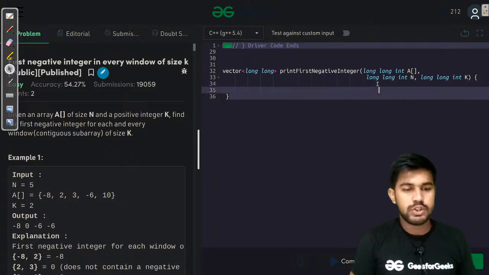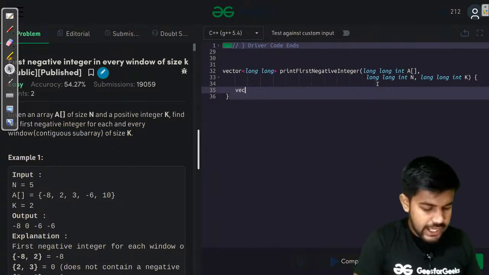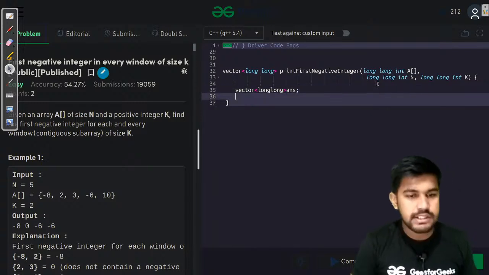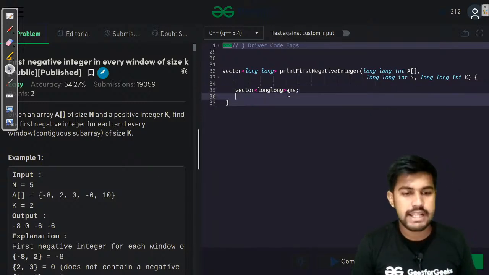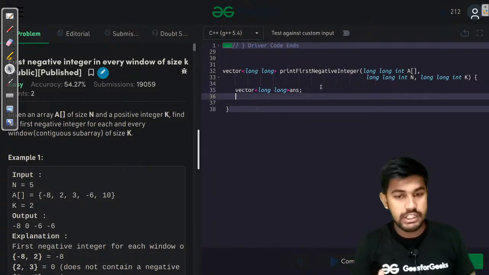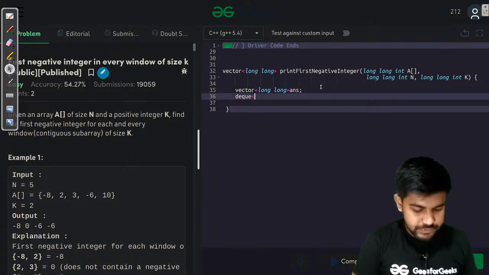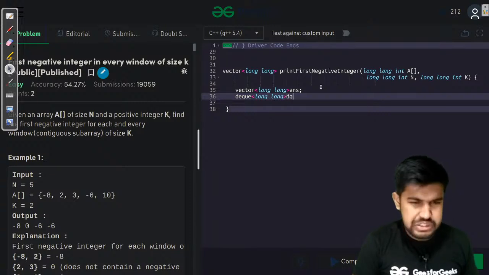Okay, so what do we need to return? We need to return a vector of long. Okay, fair enough. So we would have a vector of long as answer, because here we would store the answer itself. Fair enough. So then we would need a deque, so deque of long, and I would name it as dq.